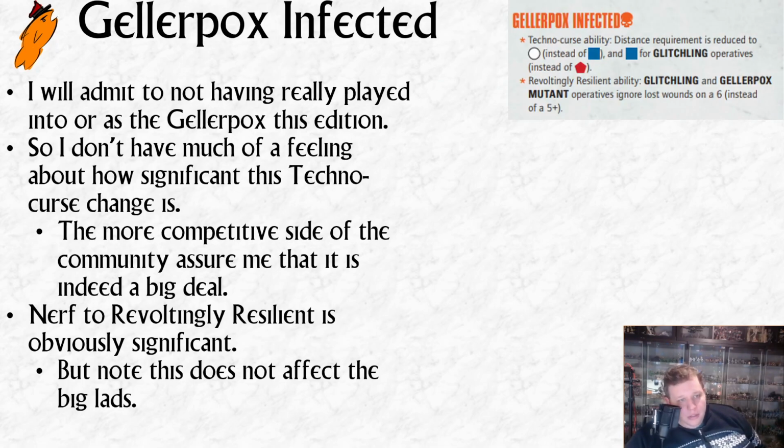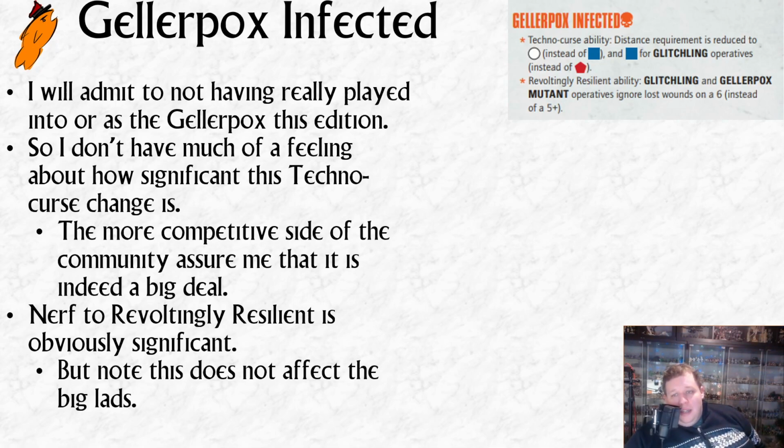Galapox. The Techno Curse ability distance requirement is reduced to circle instead of square, and square for glitchling operatives instead of pentagon. Now, I've not played as or against Galapox in this edition of the game. I have not got much of a feeling for how significant the techno curse change is. I hear from the competitive voices in the community that this techno curse thing is a big deal. I am not so sure myself. Although I can see why having really big auras like that, if you're playing a lot into the dark, could be quite oppressive, right? So probably a good change.